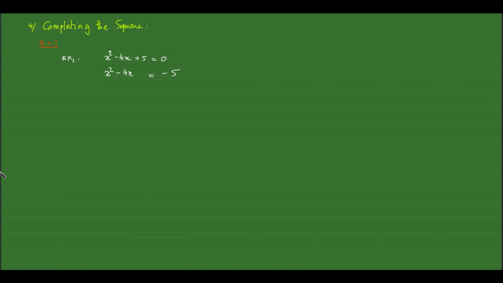Okay, you kick c to the other side. Then you take the number in front of the x, which is negative 4. You divide it by 2, which is negative 2, right? Negative 2 squared is 4.